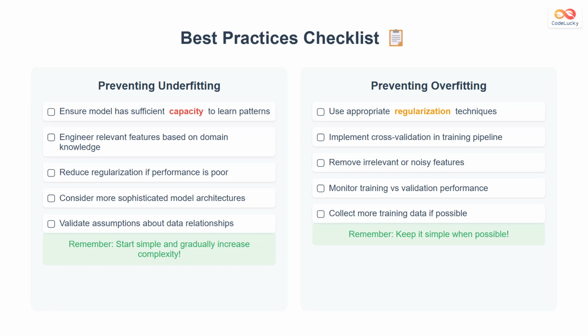For preventing overfitting, use appropriate regularization techniques, implement cross-validation in the training pipeline, remove irrelevant or noisy features, monitor training versus validation performance, and collect more training data if possible. Remember to keep it simple when possible.